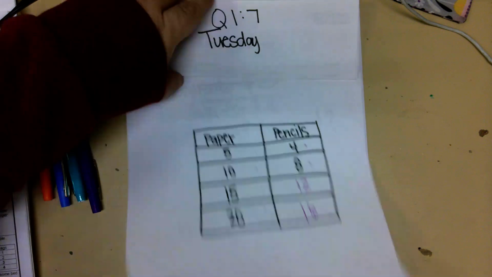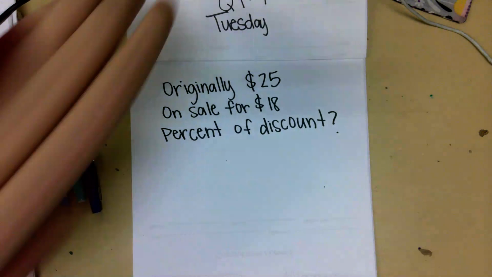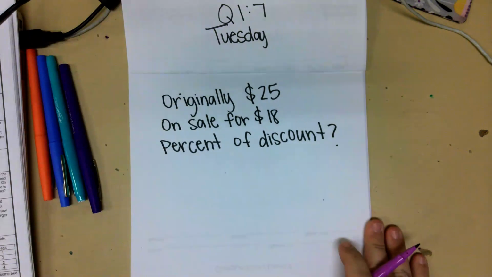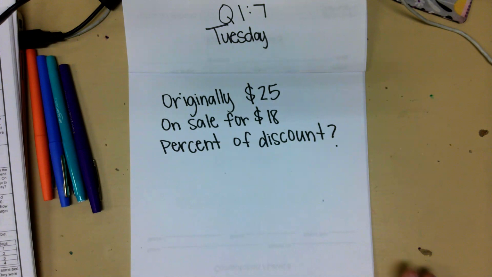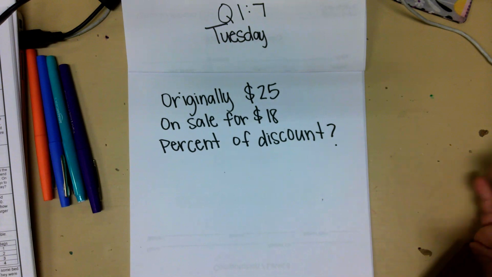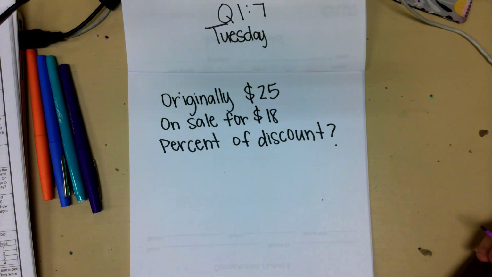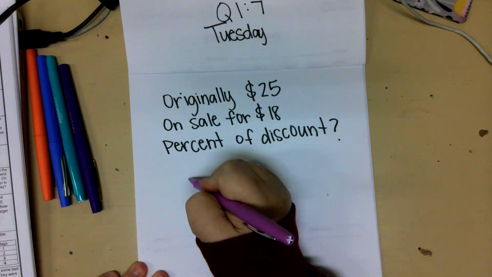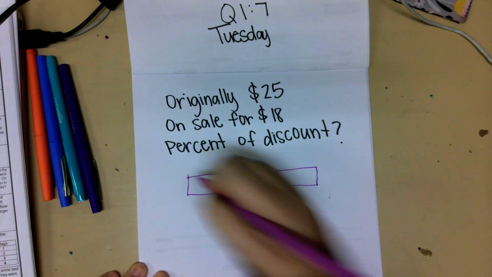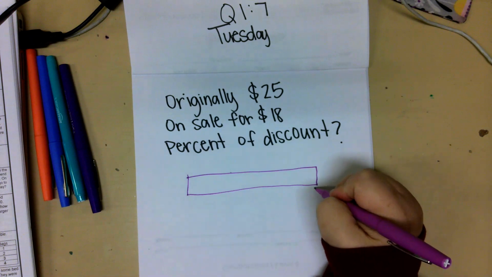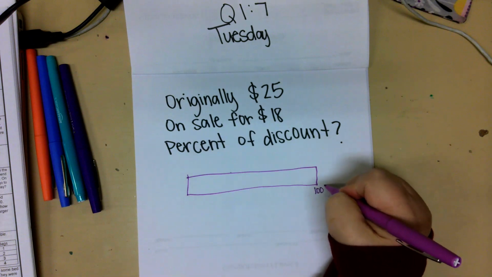Too bad. All right, now this one was a little bit more challenging than the others, so let's talk about a good way to do this. So, if a board game was originally $25 and it was on sale for $18, what is the percent of the discount? Okay, so in order to do this, I'm gonna draw me a tape diagram really quick just to visualize it. The full part of this tape diagram would be 100%, right?